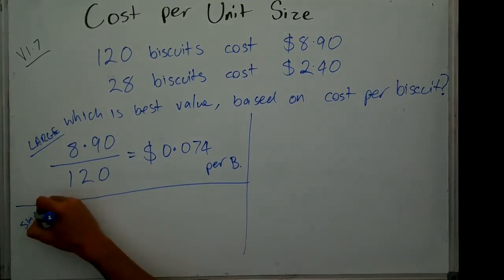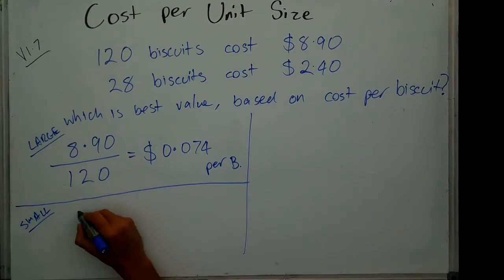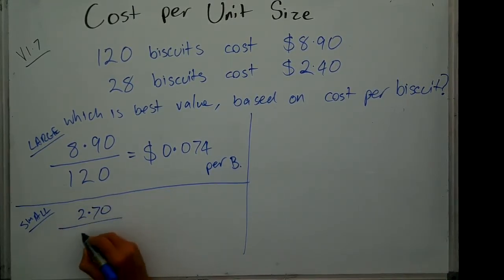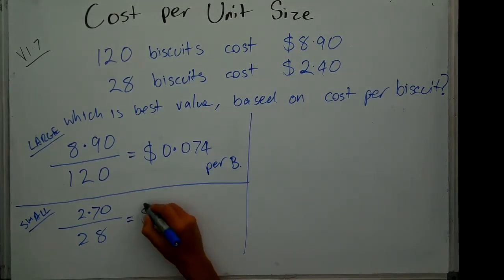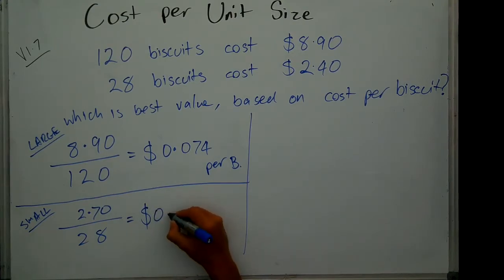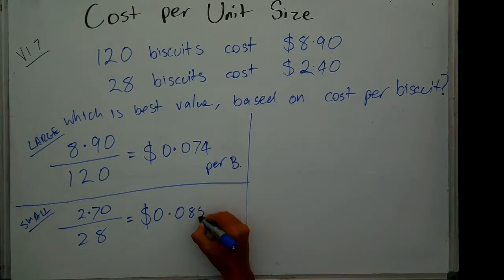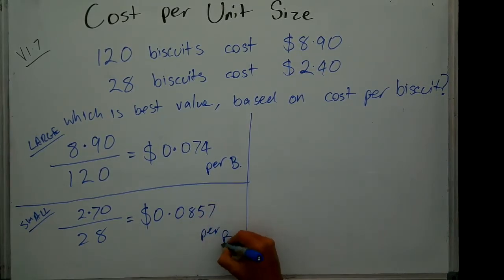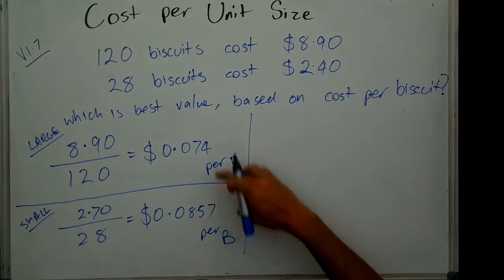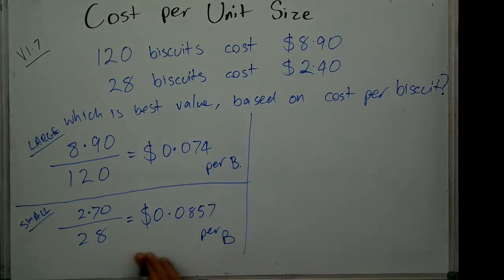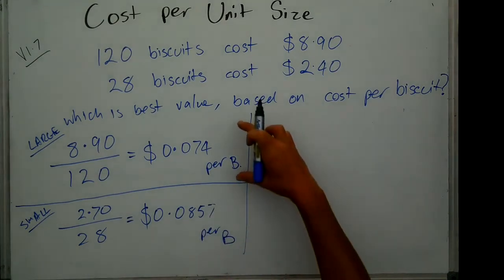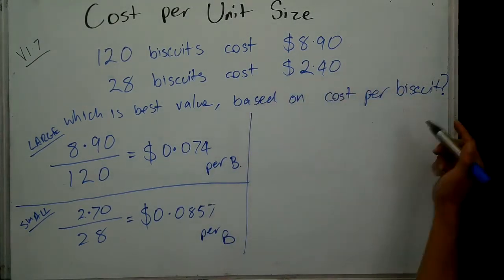Small one is $2.40 divided by 28 biscuits, and that's going to give us, I'm going to leave it with dollars, 0.0857 per biscuit. So now comparing these numbers, the small packet costs a bit more than 8.5 cents per biscuit, whereas if you buy the large packet, it costs just under 7.5 cents per biscuit. So the large one is better value for money per biscuit.